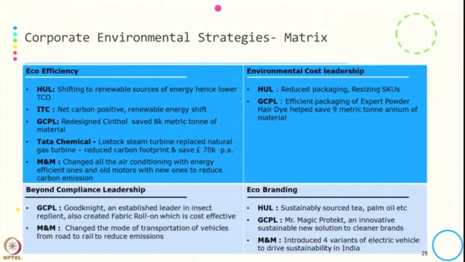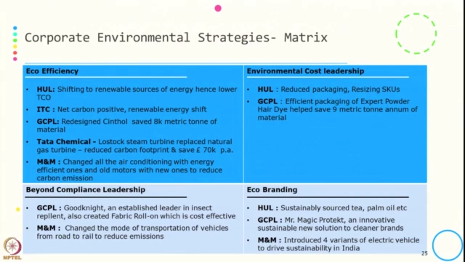So after introducing the profile of the companies and the initiatives they have taken, now we are trying to map a few of their activities into the core environmental strategy we discussed under the four categories. This is how the matrix looks. A few of the activities from HUL come under eco-efficiency, a few under environmental cost leadership, a few under eco-branding and a few under beyond compliance leadership.